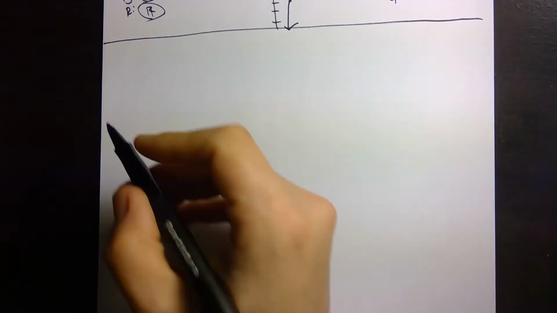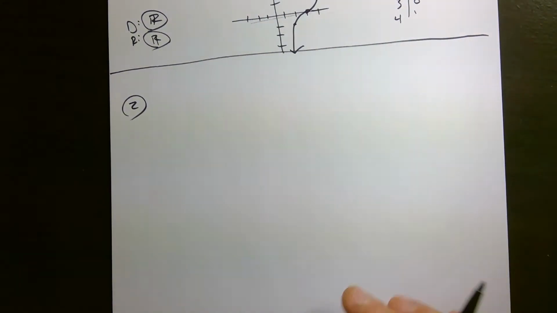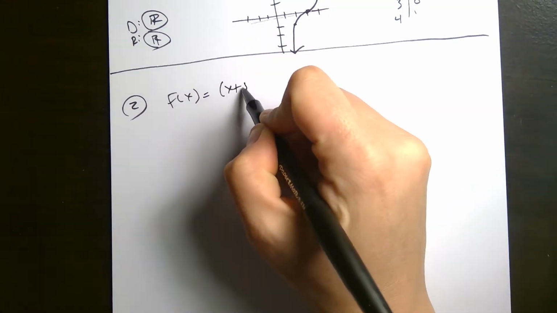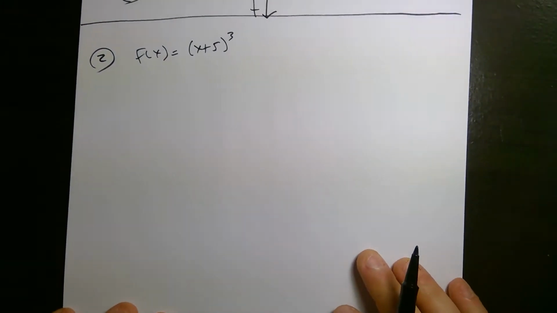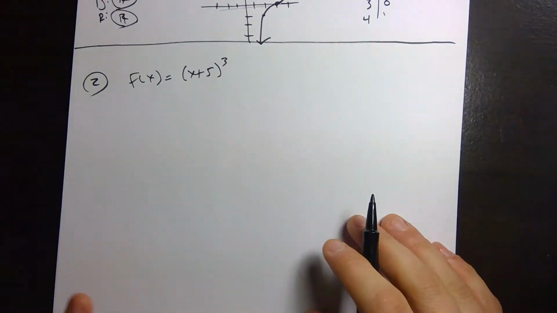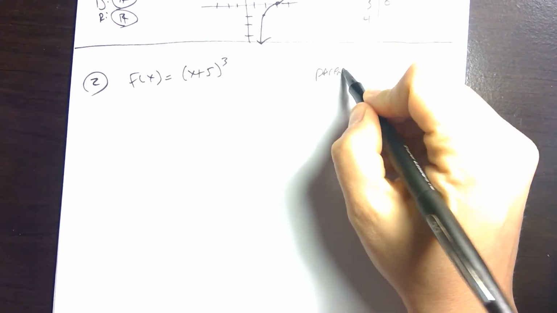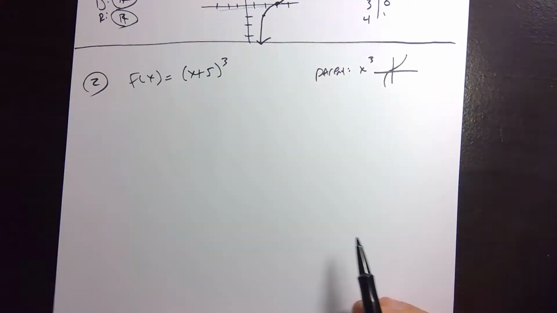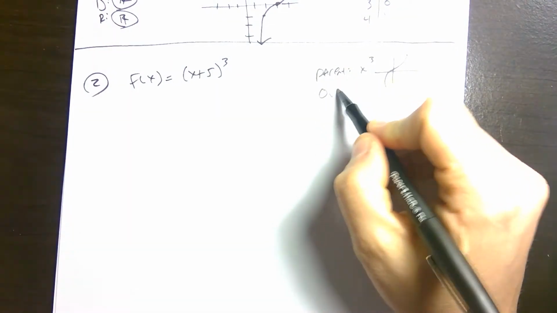Okay, so number 2 is going to be very similar. The problem is going to be f of x equals (x plus 5) cubed, just to get an idea of what this looks like. And so we again know that our parent function is x to the third, and we know that it's similar to this. And we also know that its vertex is 0, 0.